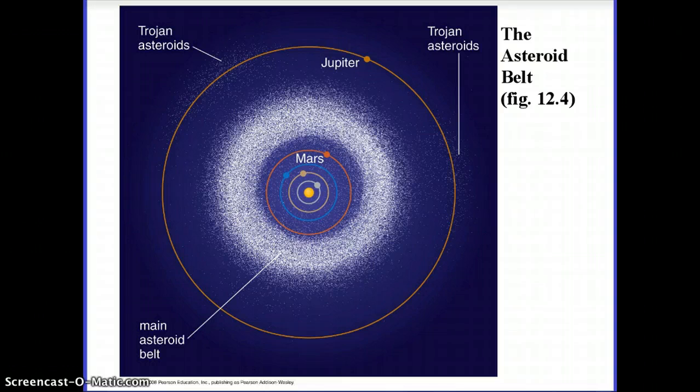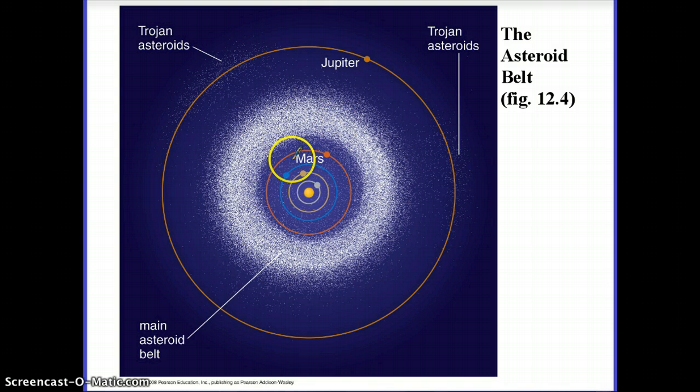So this is a diagram from your book that sort of shows the location of these things. So the sun's down here in the middle. This is the orbit of Mars, and this orange circle is the orbit of Jupiter. So you can see each of the white dots in here represents an individual asteroid, and these are pretty big ones. And you can see the huge majority of them, as I said, are between Mars and Jupiter. This is called the main asteroid belt.